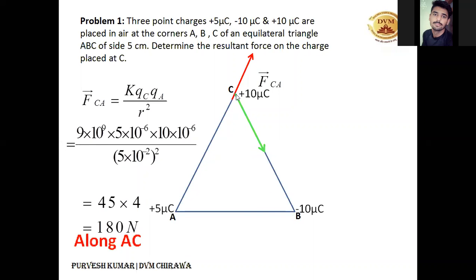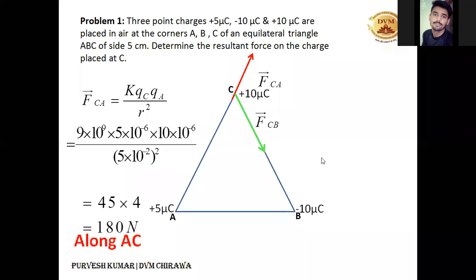That's why the direction comes out to be towards B, along CB. I have marked it with the green line. So mark it as force on C due to charge placed at B, that is FCB. So FCB is force on C due to charge placed at B.